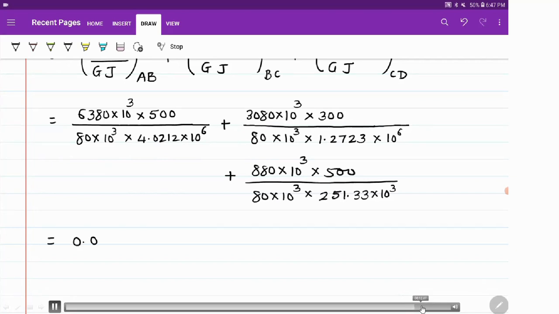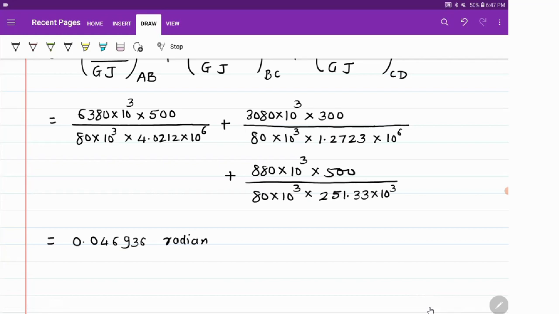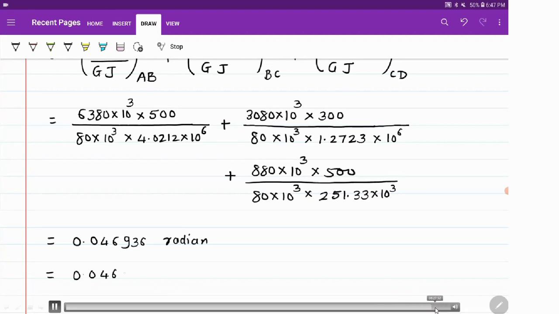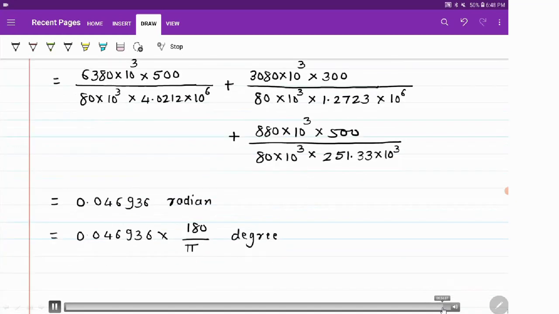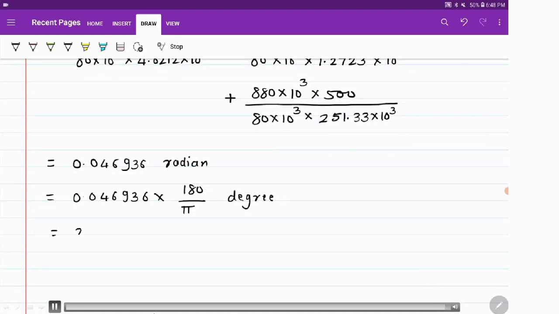So doing this lengthy calculation, you will get the value of angle of twist in radian as 0.046936. Now multiply it by 180 by pi so that it will get converted from radian to degree. So that value comes out to be 2.41 or 2 degree 41 minutes. So in this way, we can solve the example on step shaft. Thank you very much for watching.